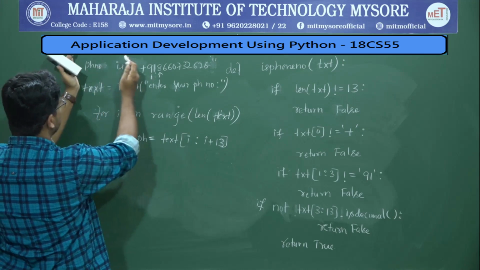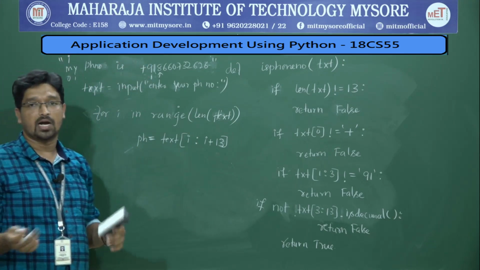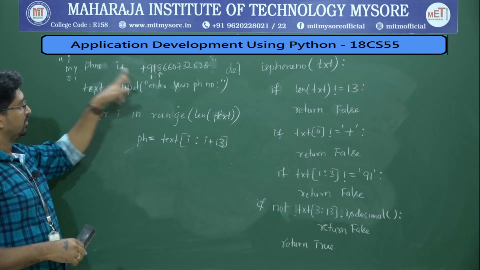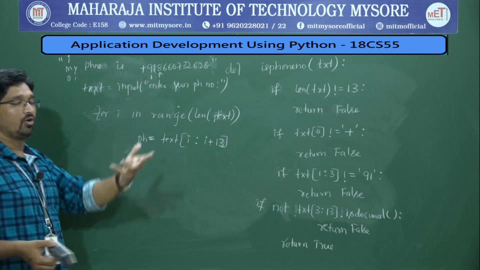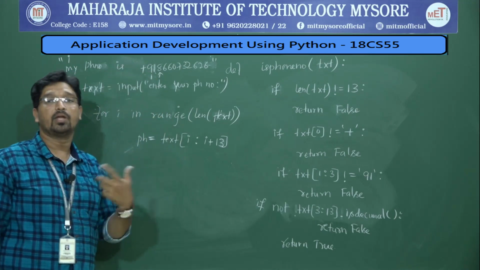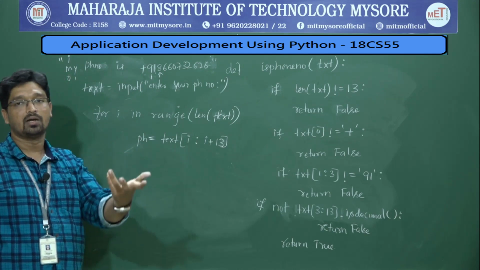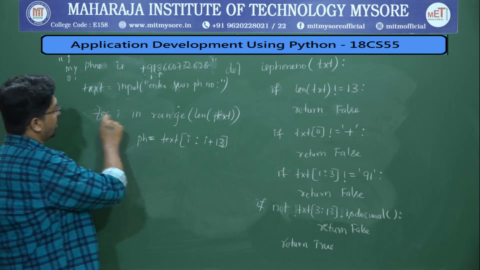You remove m, you shift from here, because you don't know from where your phone number is starting, whether it is starting from here, you don't know exactly where it is starting. If you are intelligent enough, you can write where is the plus symbol. From there you can start finding the phone number. That is also good.